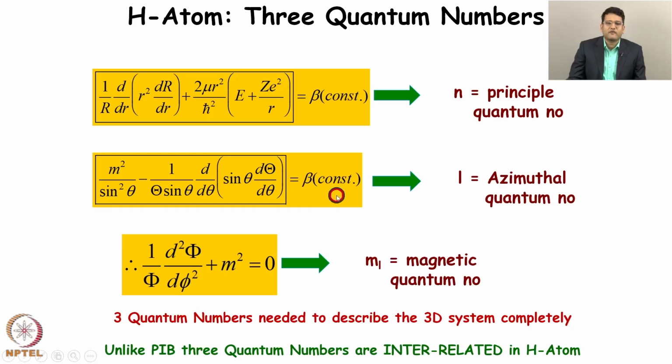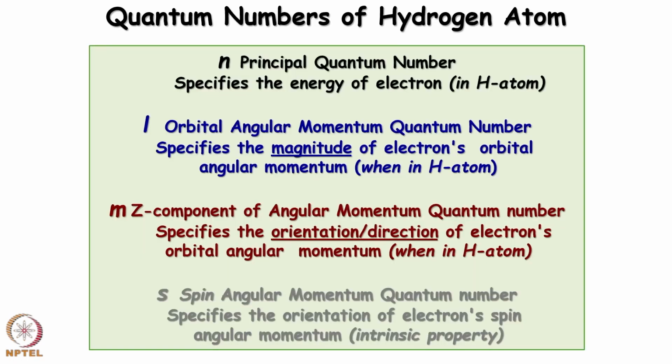The first one is for phi. When we solve it, we will get the magnetic quantum number. The second one contains theta. If I solve it, I will get the azimuthal quantum number. And the third one contains r. If I solve it, I will get the principal quantum number. So the three quantum numbers are necessary to describe a 3D system completely. But how it is different from the other 3D system, the particle in a three-dimensional box, is that n, l and m are related to each other.